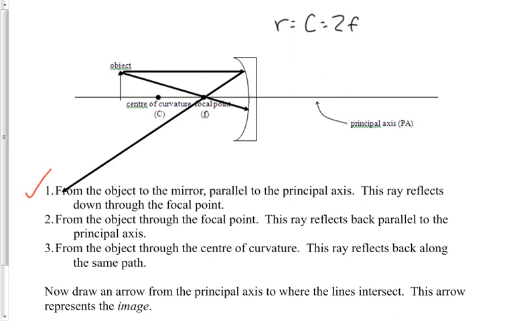How do we know there's a ray of light that goes down through the focal point? Because there's millions of rays of light. There's got to be a ray of light that goes through the focal point. There's a ray of light that goes everywhere. We're just picking this one because we know what happens to this one. It's easy to predict.